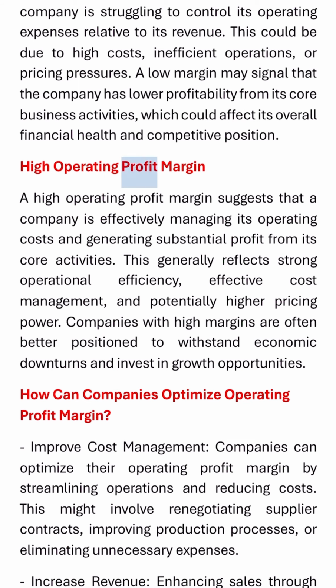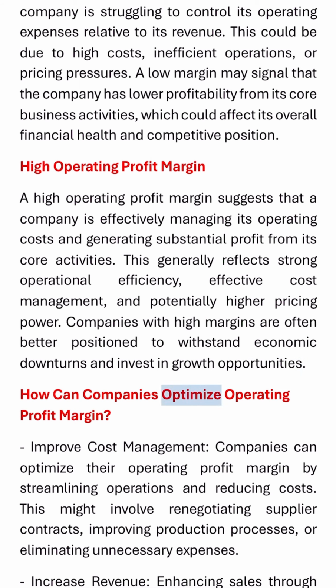High operating profit margin. A high operating profit margin suggests that a company is effectively managing its operating costs and generating substantial profit from its core activities. This generally reflects strong operational efficiency, effective cost management, and potentially higher pricing power. Companies with high margins are often better positioned to withstand economic downturns and invest in growth opportunities.